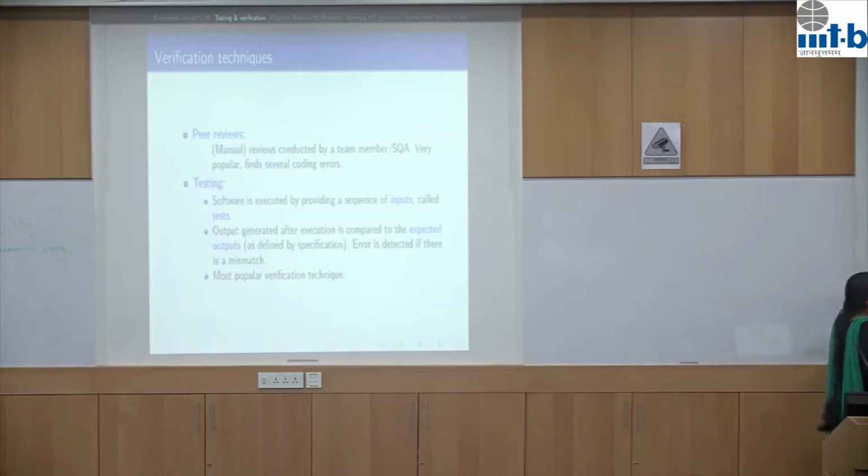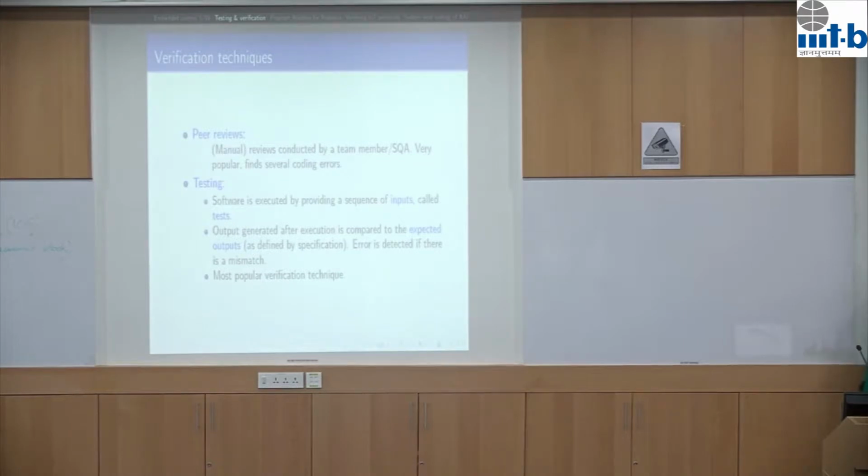I have a piece of code. I provide it a sequence of inputs. These are called test cases. The code runs, assuming that it doesn't create any compiling issues and it runs reasonably smoothly, which is a big deal because many of the students' code will not even run. But assuming that it runs smoothly, it will produce an output.